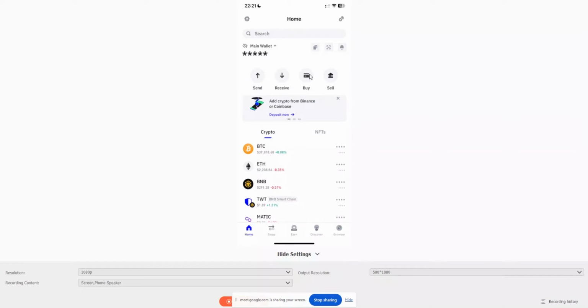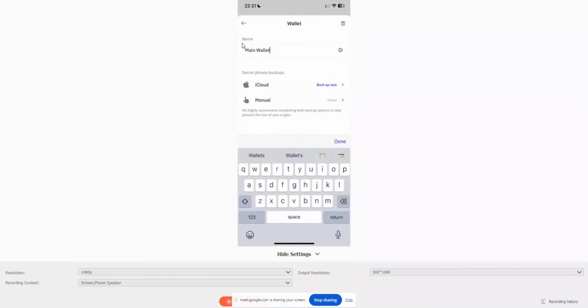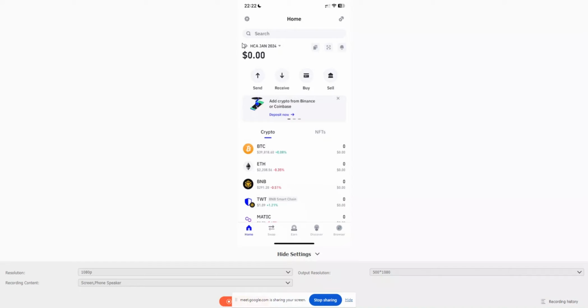Now, at the top here, you can see where it's written main wallet. There's an eye here that you can click, and once you click it, you can see my balance is 0. You can rename your wallet to the name you want by just clicking here, and under main wallet, you can call it HCA Jan 2024. When I click save, you can see now my wallet is called HCA Jan 2024.